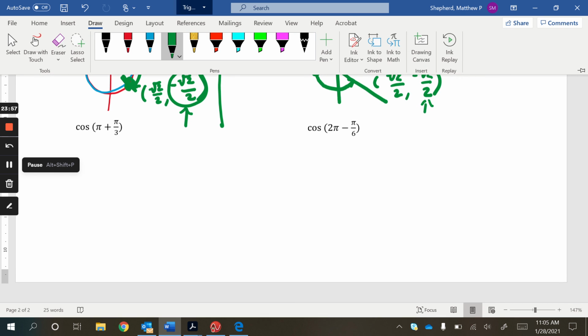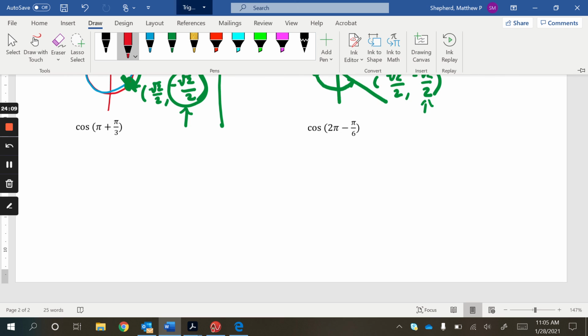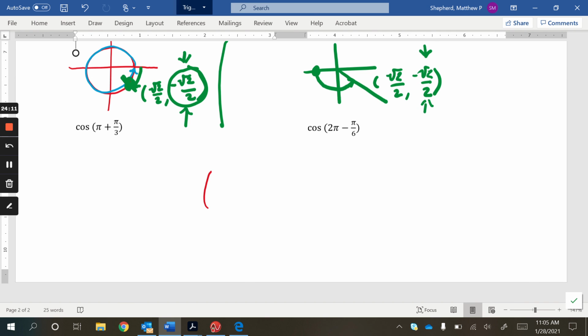All right. So next one, we got cosine. And this, there we go. Come on. Does not want to draw over on that side for some reason. All right, there we go. I think that fixed it.